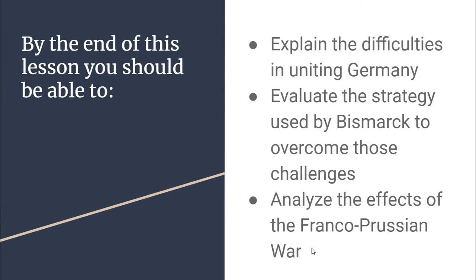So today we're going to explain the basic difficulties in uniting Germany and explain why there wasn't a Germany yet. We're going to evaluate the strategy used by a guy named Otto von Bismarck, who's going to be the central character in our story here, to overcome those challenges. And then specifically, we're going to look at the Franco-Prussian War and look at the long-term effects of this conflict, because it's going to be really influential in history going forward.